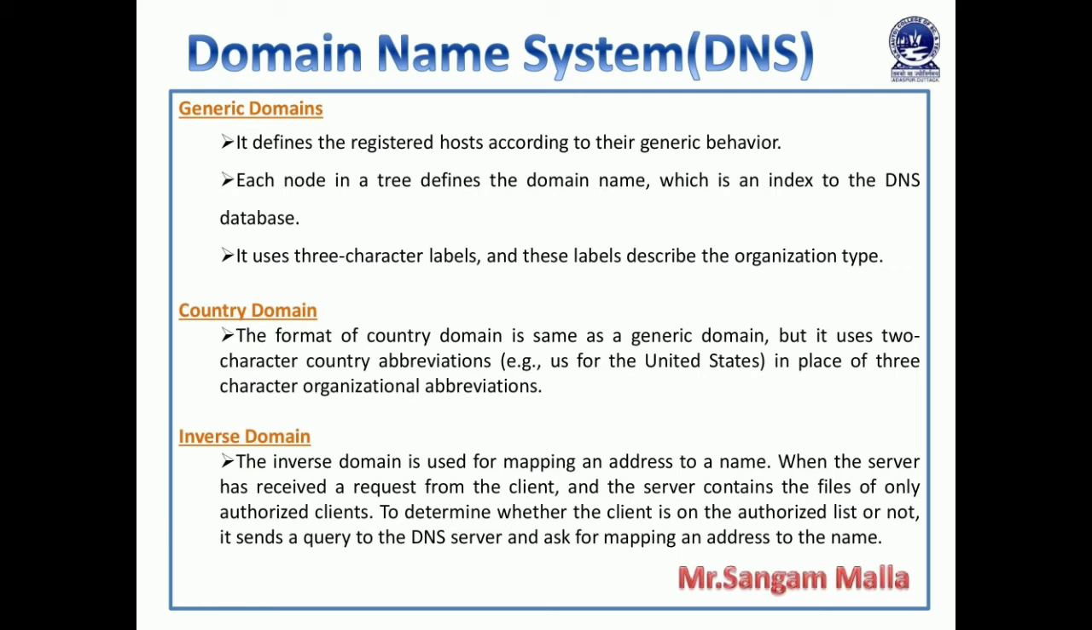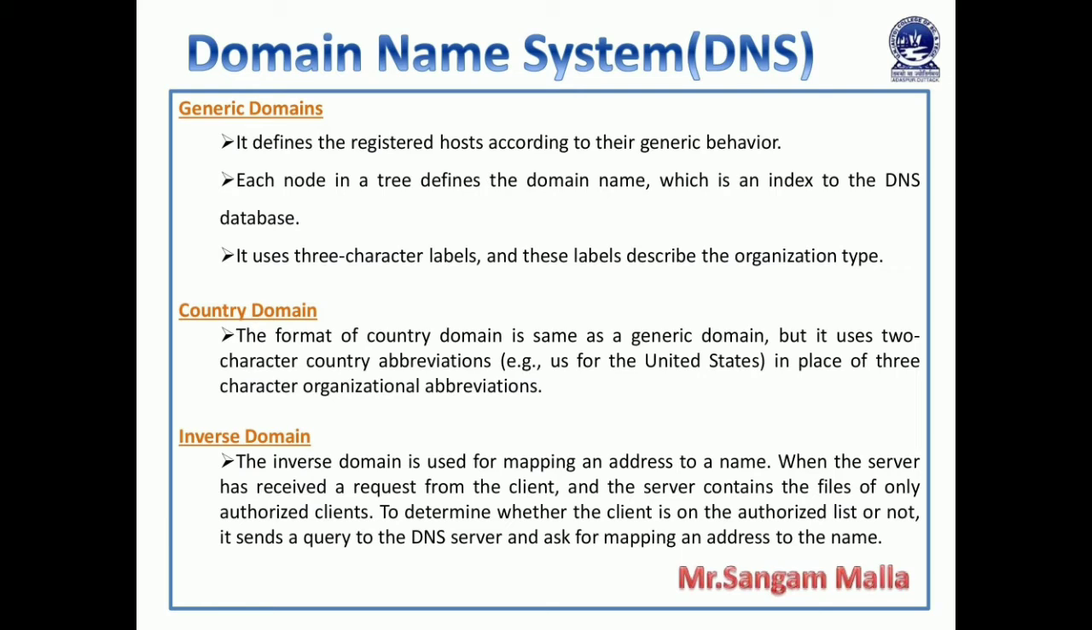Similarly, it uses 3 character labels, and these labels describe the organization type. So every index of DNS that has been stored in the database uses a 3 character label, and these labels describe what type of organization they are dealing with. The next category or section of DNS is country domain. The format of country domain is the same as generic domain, but it uses 2 character country abbreviations, in place of 3 character organization abbreviations. For example, US for United States. Similarly, we can take IN for India.